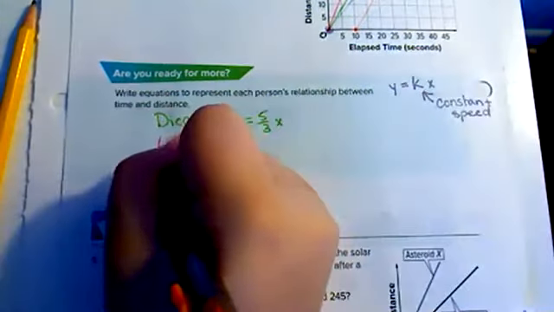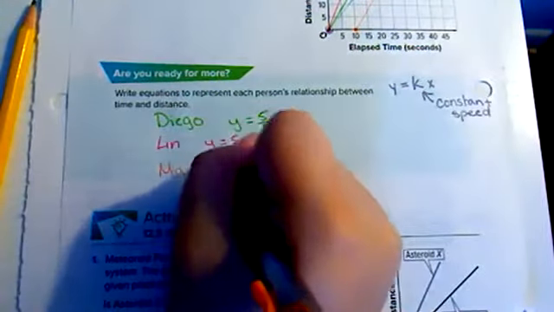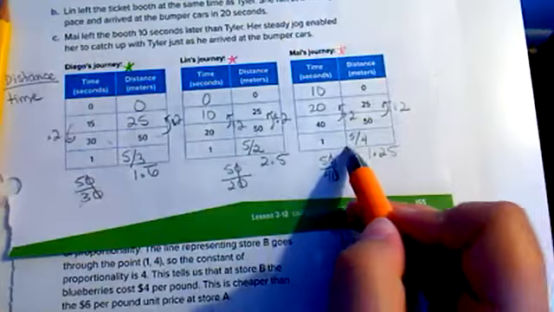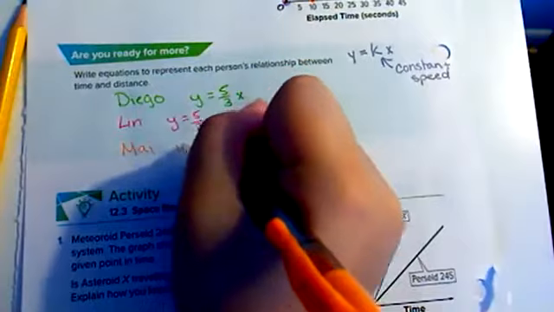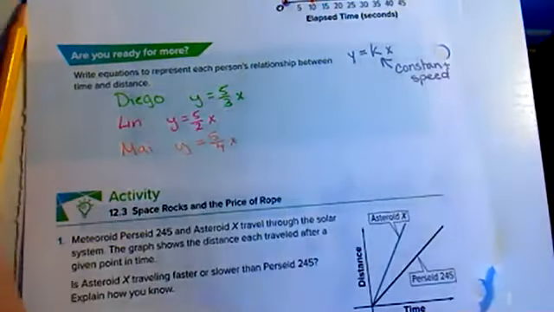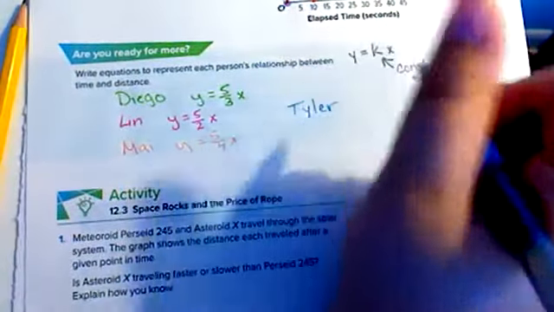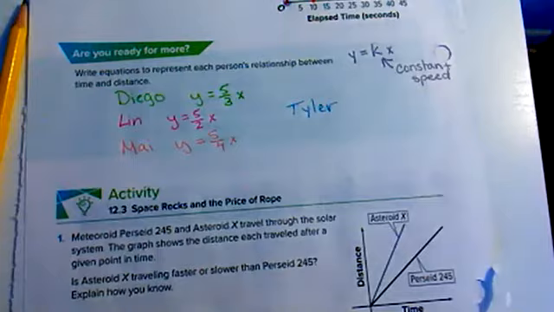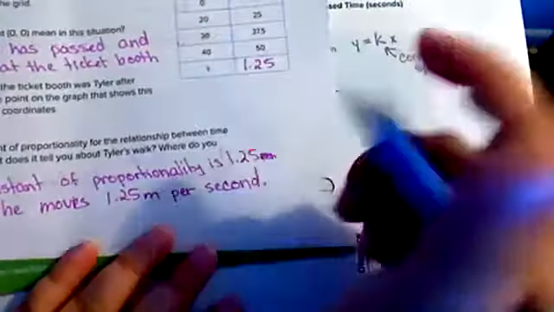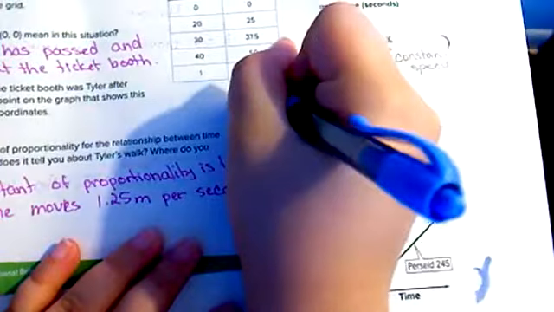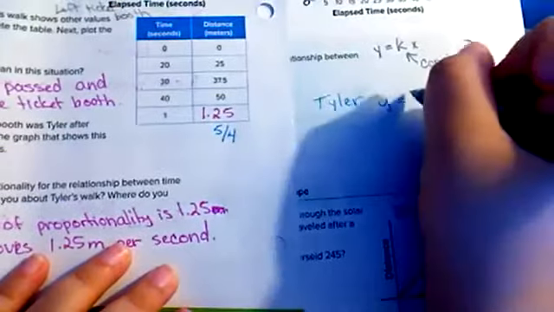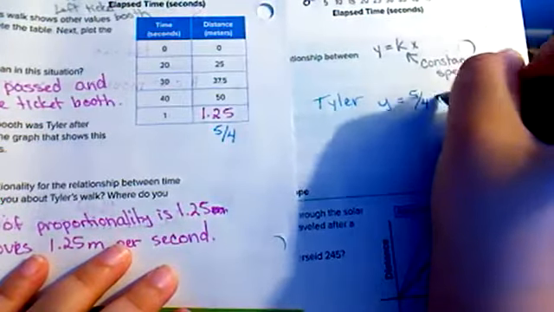All right, let's check Mai's. So Mai's y equals, what was her constant speed at 1 second? It was 5/4. So Mai's is 5/4 of x. And then we have Tyler. So we have to look at Tyler's from the previous lesson. At 1 second, he was 1 1/4, but that we also know is equal to 5/4. So Tyler's equation would also be y equals 5/4 of x.